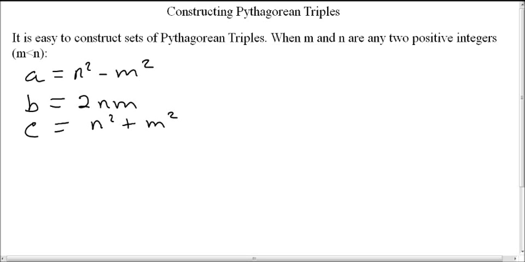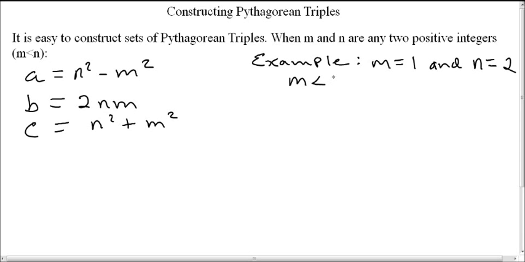Okay, so let's see, can we construct the very first Pythagorean triple? I'll just say example here, and I want to use m is equal to 1, and let's use n is equal to 2. That follows what we say here? Yes, it does, because m is less than n. Okay, so let's go on and see, can we find what is a.